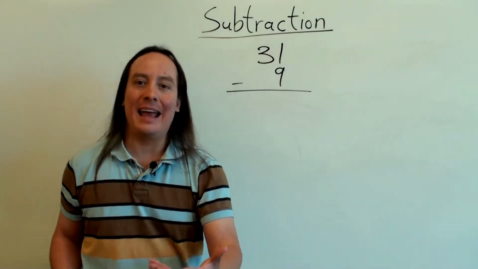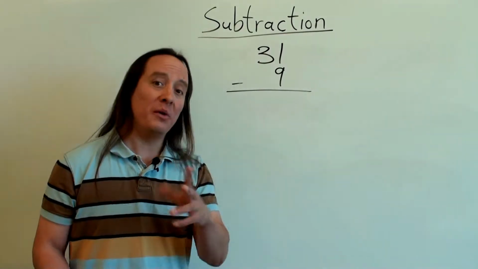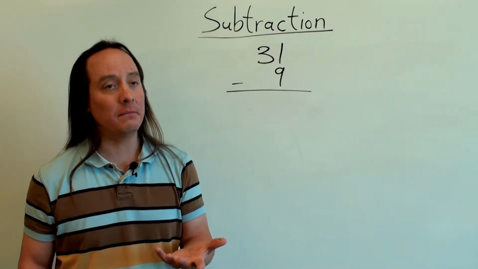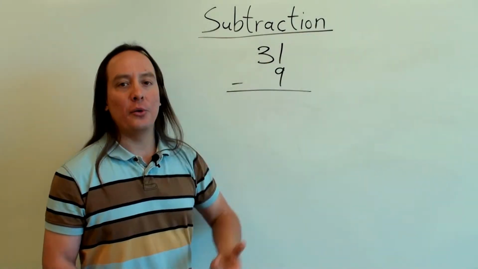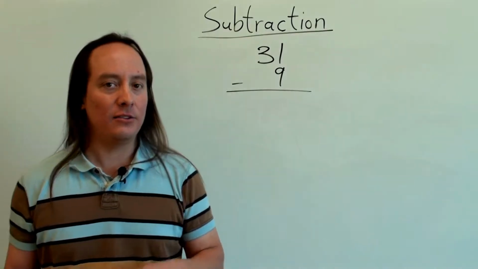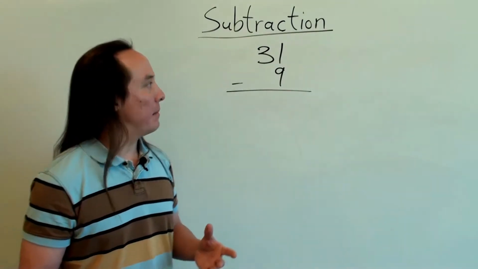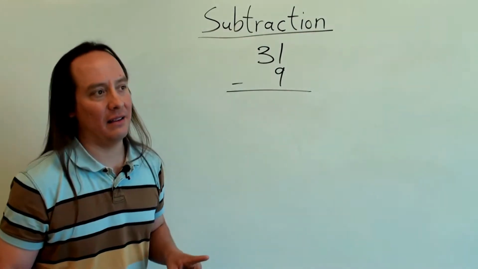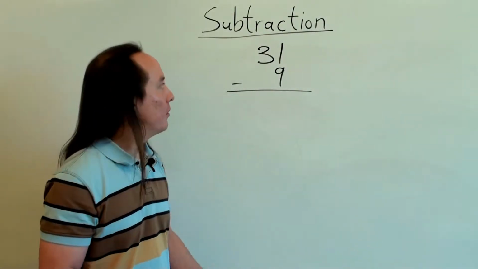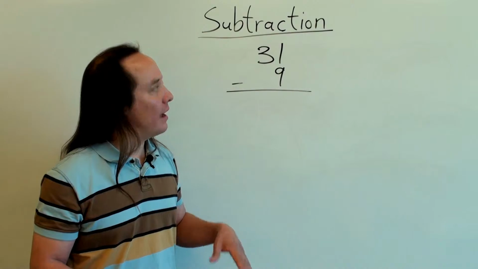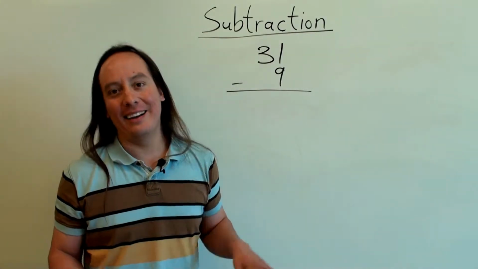9 is close to 10. It's really close to 10. It's just 1 away from 10. It's 1 less than 10. So it's easy for me to subtract 10 from 31. 31 minus 10 is 21. But I didn't have 10. I had 1 less than that. So I would be 22. Right, that would be the answer. That would be 31 minus 9 should be 22 if I do it right.